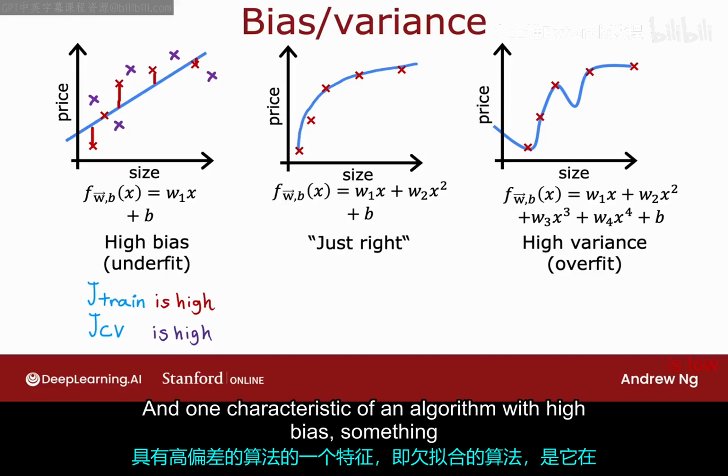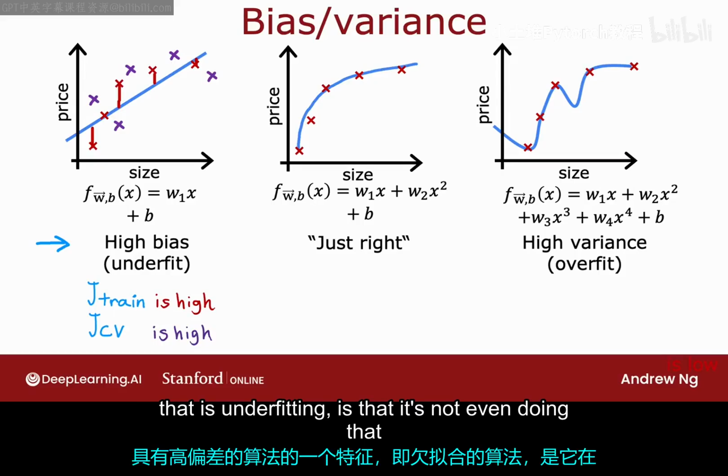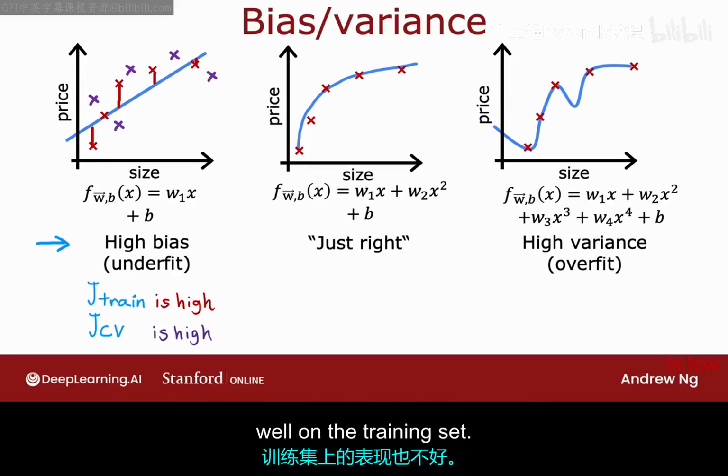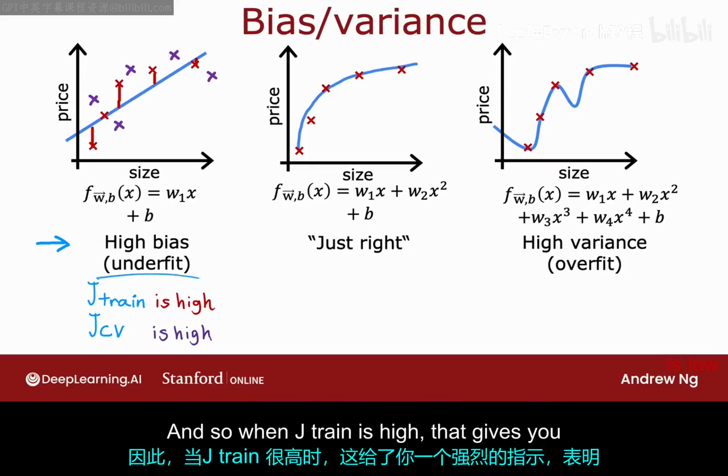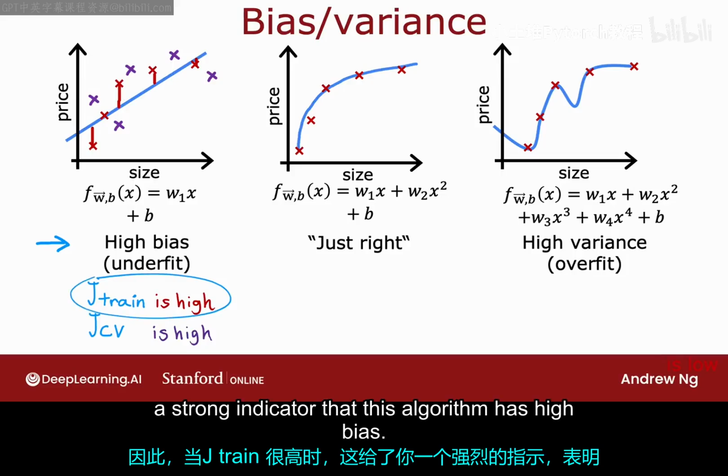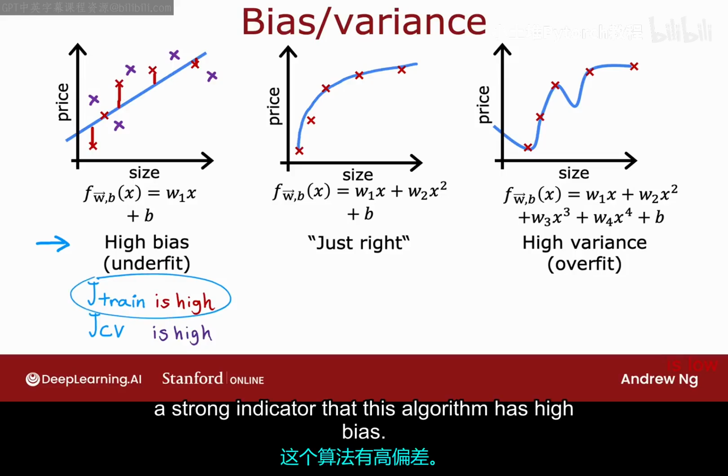And one characteristic of an algorithm with high bias, something that is underfitting, is that it's not even doing that well on the training set. And so when JTrain is high, that gives you a strong indicator that this algorithm has high bias.